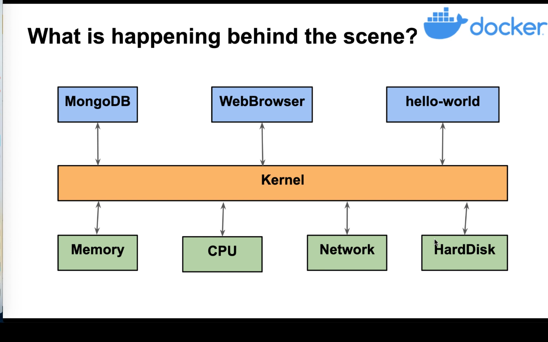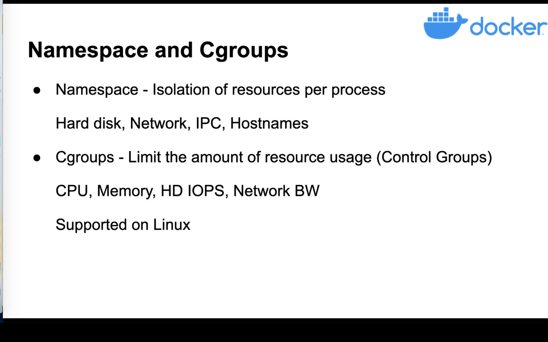And coordinates also. Okay. So there are two concepts which make Docker and container technology possible. One is something called namespace. Namespace is nothing but it isolates the resources per process.